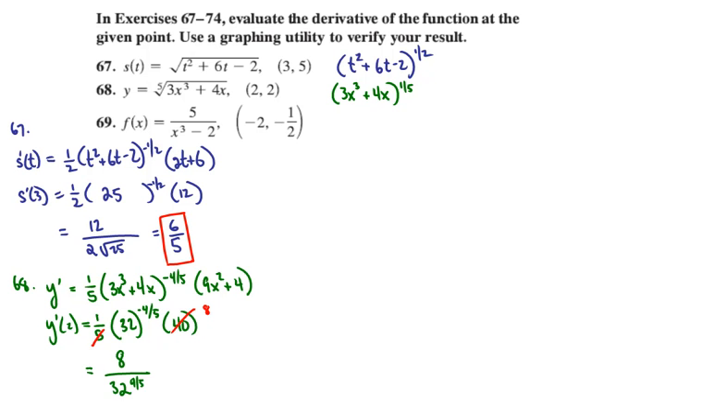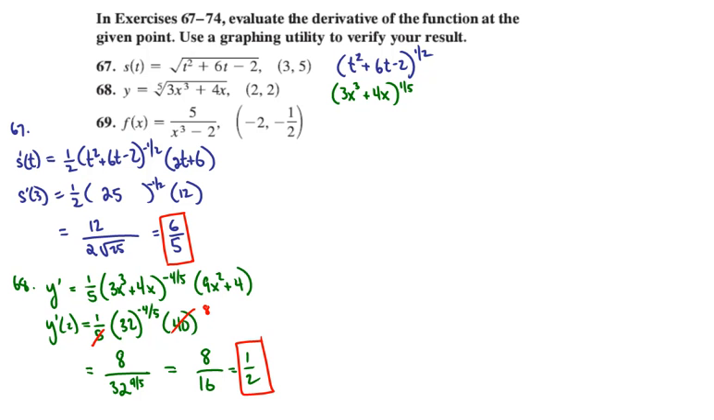Now for a 4/5 power, we can first take the root and then raise it to the power. You don't want to raise 32 to the 4th power and then try to find the 5th root of that. But we do know that the 5th root of 32 is just 2, and 2 to the 4th power is just 16, so that makes it much easier. So that gives 8 over 16, or 1/2. And that would be the derivative of y when x is equal to 2.